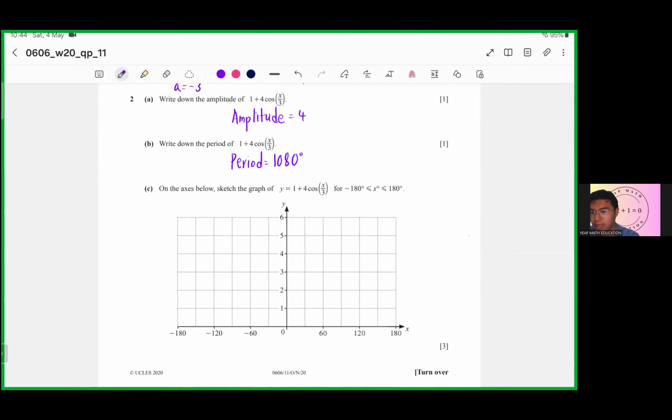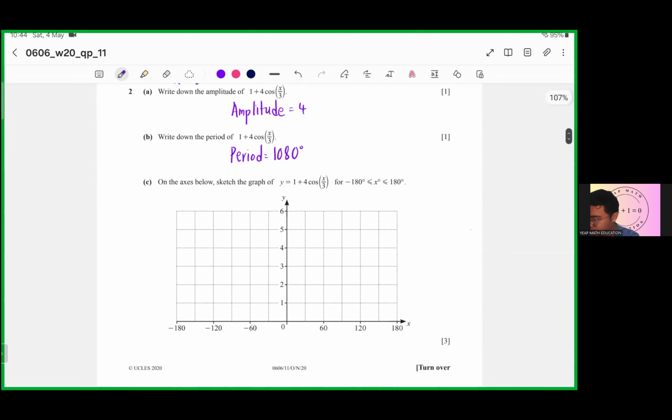Now we see how to sketch. First, we already know the period is 1080 degrees. This is the cos graph. As we know, one complete graph is 360 degrees, and then here I put 4, and here also negative 4, because for this the period is 1080 degrees.